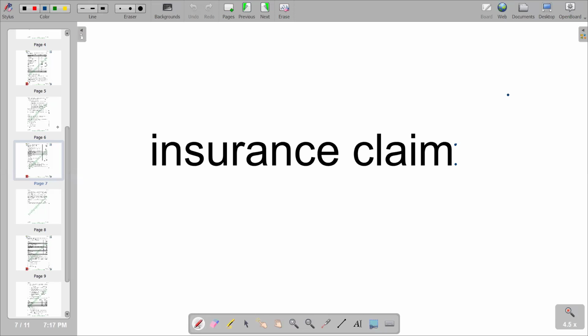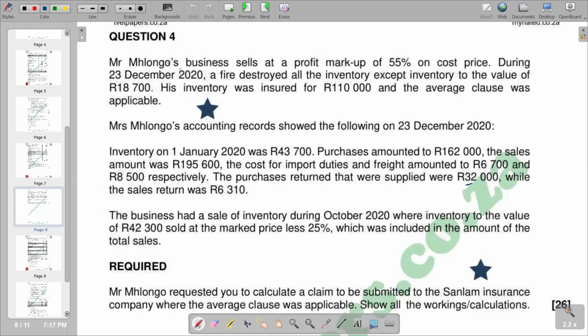In this video, we are going to look at the calculation of an insurance claim, whereby we are going to look at a question from the question paper of November 2023. So we are going to go through our question, which is question 4 on that question paper.